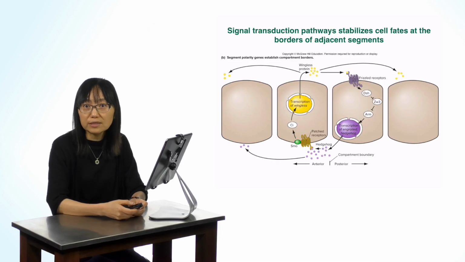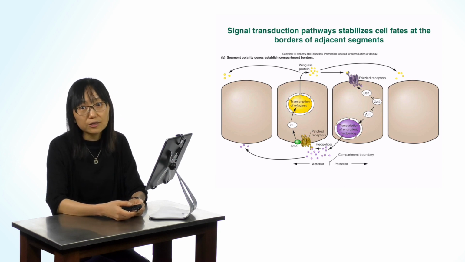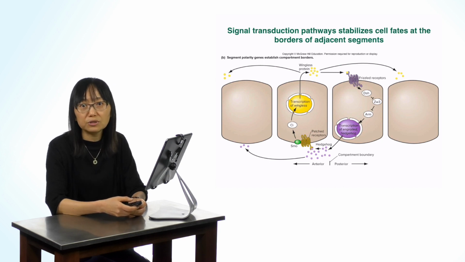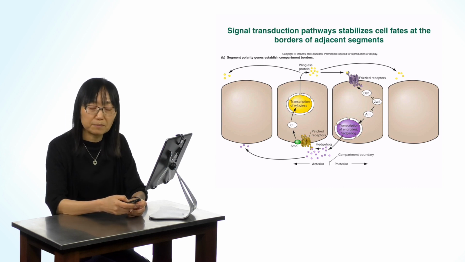For example, hedgehog and wingless are two signaling molecules that are expressed in different domains of each segment. This diagram shows two segments of a Drosophila embryo. Each segment can be further divided into two parts, the anterior part and the posterior part. Hedgehog expression is restricted to the posterior half of each segment, whereas wingless is expressed in the anterior half. Together, these genes help to define the anterior and posterior polarity within the embryonic parasegment.